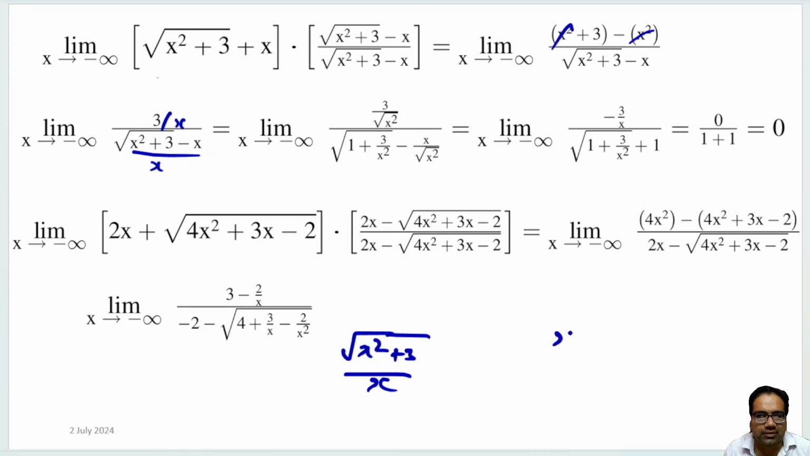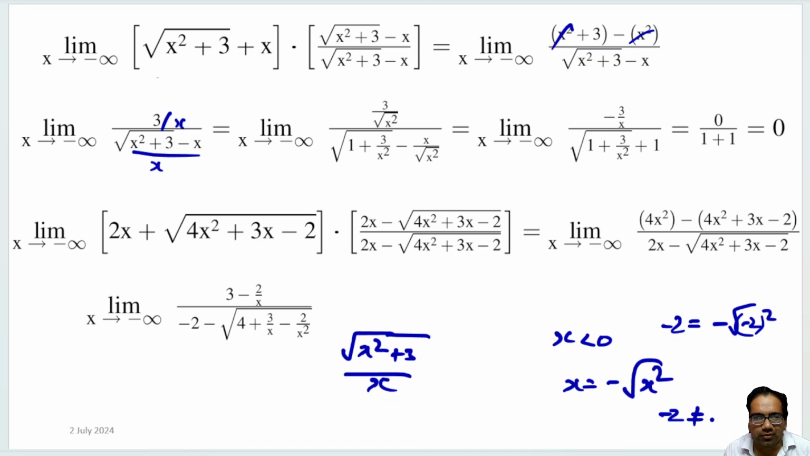Like we discussed, when x is less than 0, when x is negative, x is equal to minus of the square root of x square. For example, minus 2 is equal to minus of the square root of minus 2 whole square. It is not x equal to square root of x square. So minus 2 is not equal to the square root of minus 2 whole square, because the square root of minus 2 whole square is again plus 2.